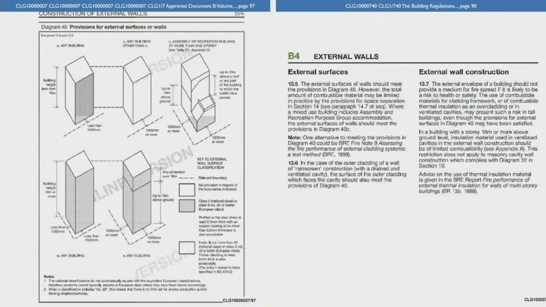And then you've got 13.6, the outer cladding of a wall of rain screen construction with a drained and ventilated cavity. The surface of the outer cladding which faces the cavity should also meet the provisions of diagram 40. And then 13.7, which became 12.7 in the next edition. Yes, in the second sentence. So my understanding is based on, or would have been based on, what was actually written here, and that the limited combustibility criteria applies as described in the second paragraph of 13.7.